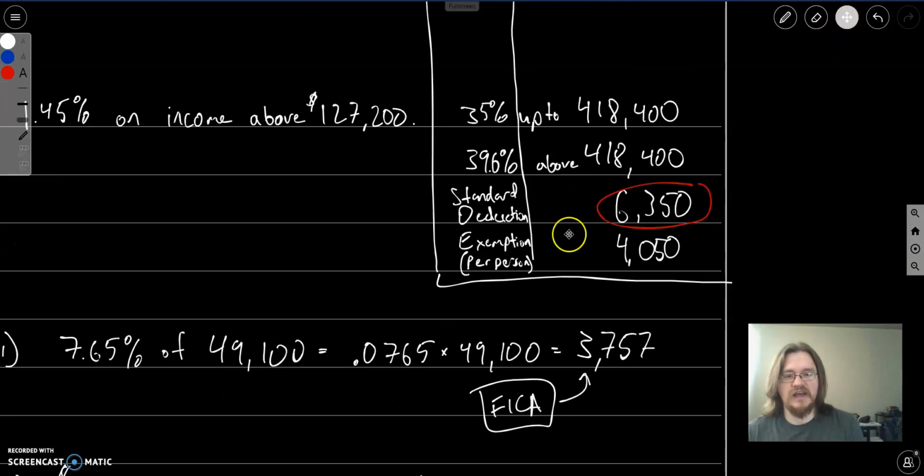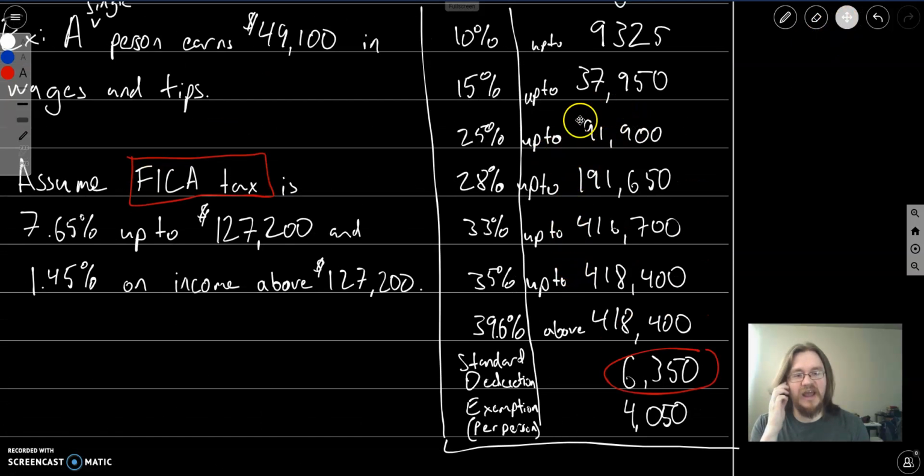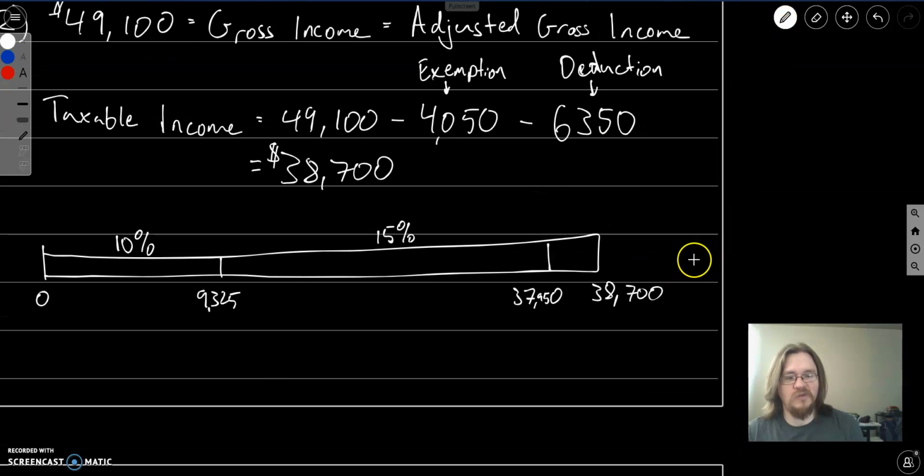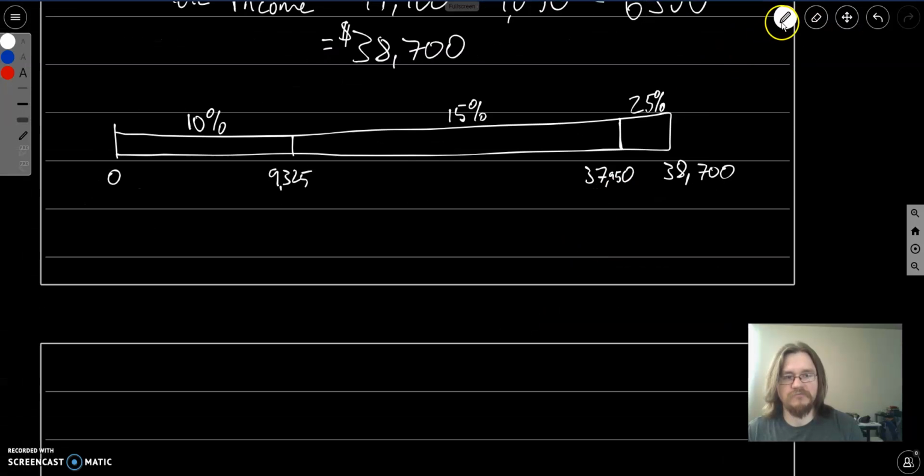And the next tax bracket goes all the way up to $91,000. So $91,000 is going to be way over to the right. So we'll just take whatever is left over, and that's going to be in the next tax bracket, which is 25%. So only a little bit is being taxed at 25%. Most of the income is being taxed at 15%, and a little bit is being taxed at 10%. So let's find out how much money will fit into each tax bracket.